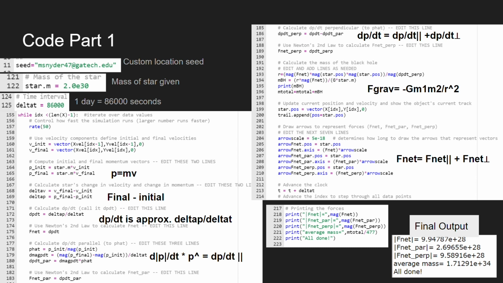So we know that dp/dt is the sum of dp/dt parallel and dp/dt perpendicular. We can subtract dp/dt parallel from dp/dt to get the perpendicular component. The last part of the calculation rearranges the equation for the universal law of gravitation in order to find the radius and then eventually find the mass of the black hole. Arrows were then coded in to represent the different force components, and the final output yielded an average mass of 1.71 times 10 to the 34th kilograms.